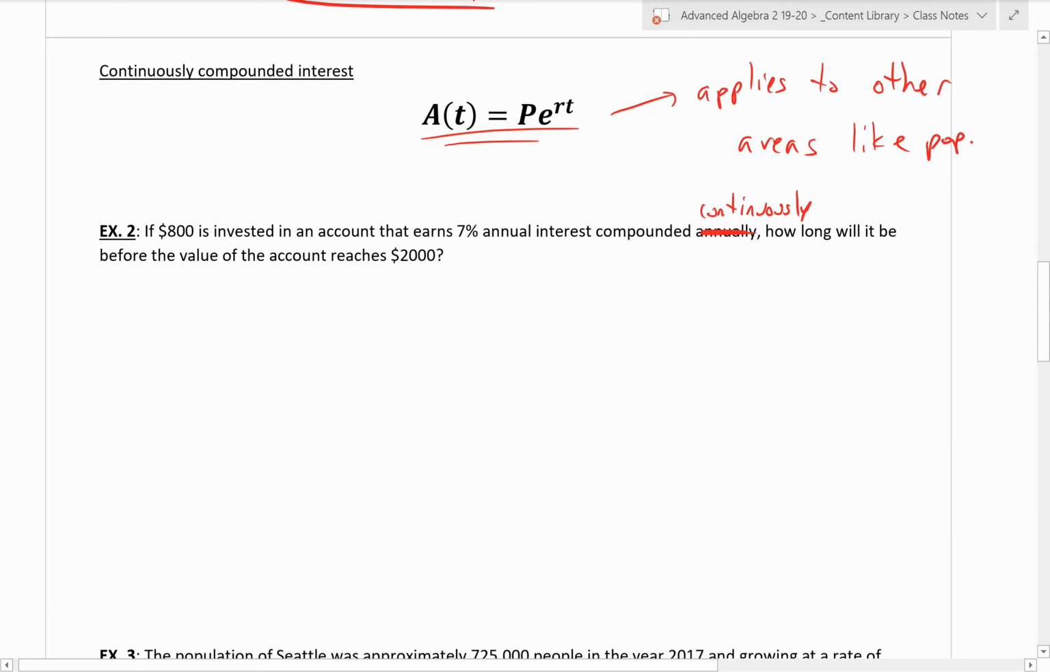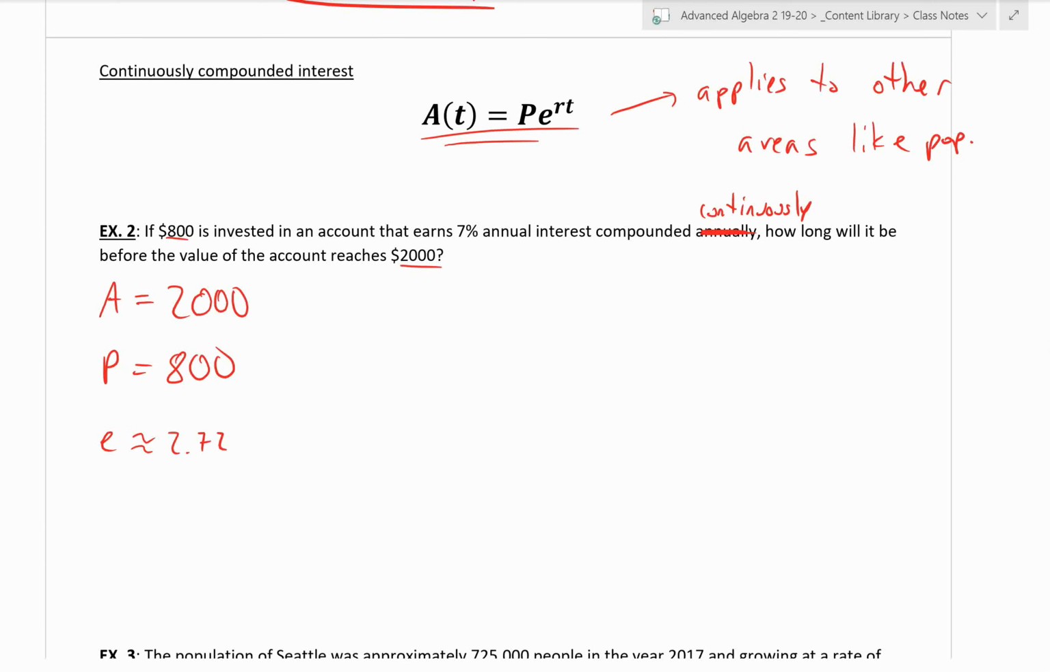If $800 is invested in an account that earns 7% annual interest, compounded continuously, how long will it be before the account reaches $2,000? So we want to use our continuously compounded interest formula. Identify the things we know. We want it to reach an amount of $2,000, and the principal will be $800. So we start with 800, we want to get it up to 2,000. E is that constant value that we talked about. We don't need to remember that it's 2.72, but it might just be a nice piece to hold on to.